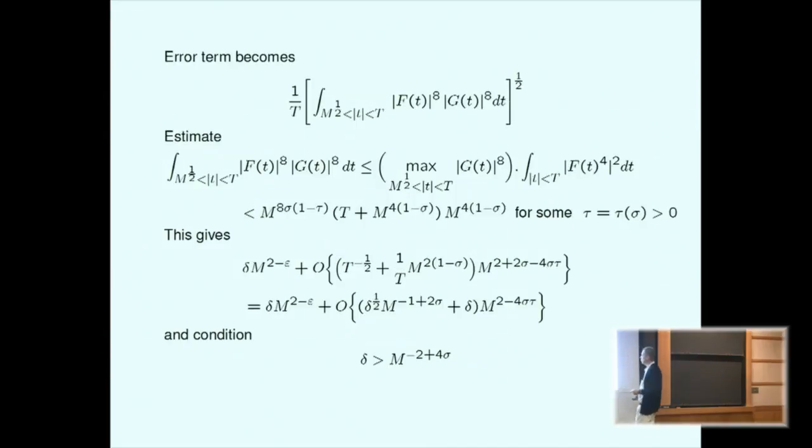And then what you can do, again, is conclude that this error term is going to be small, provided you choose delta sufficiently large, and delta has to be larger than m to the minus 2 plus 4 sigma, where sigma is this extra parameter introduced before, but sigma can be chosen arbitrarily small, fixed, so I still get basically m to the minus 2. I guess I have little time, right? So I have 2 minutes.